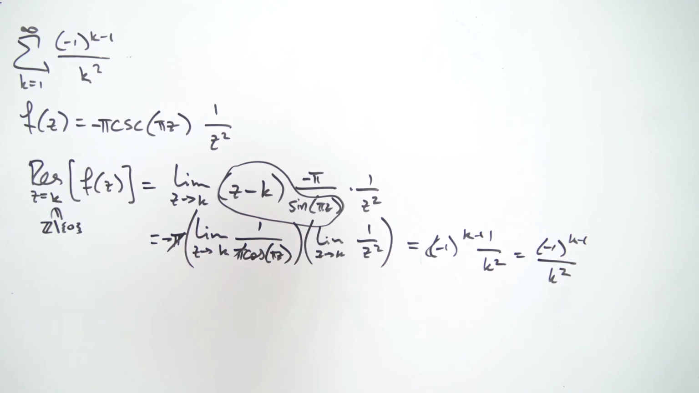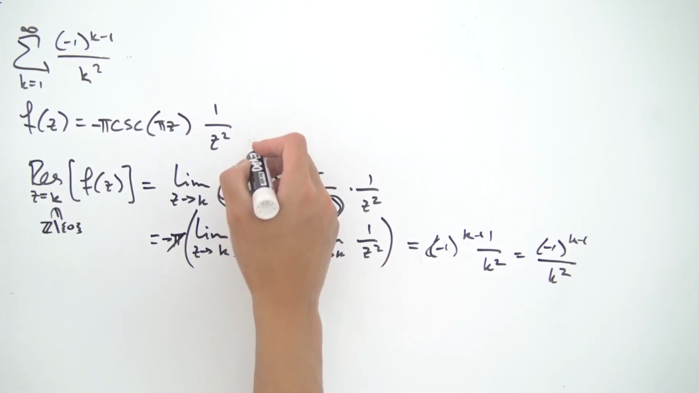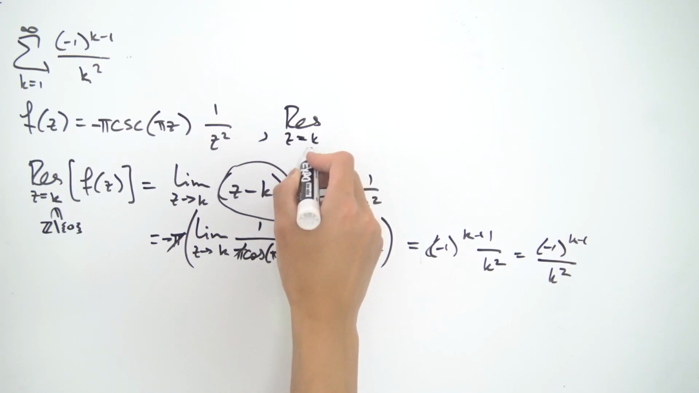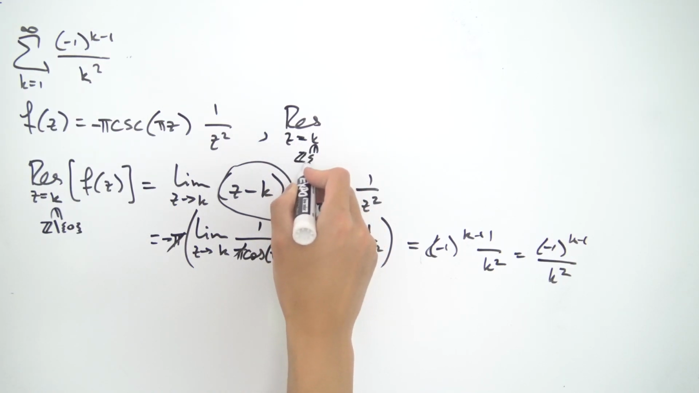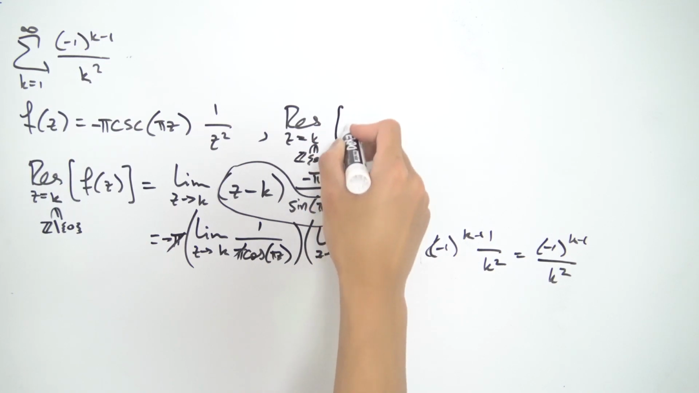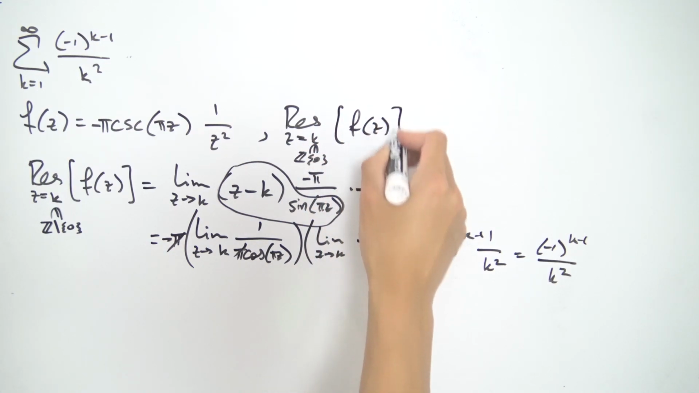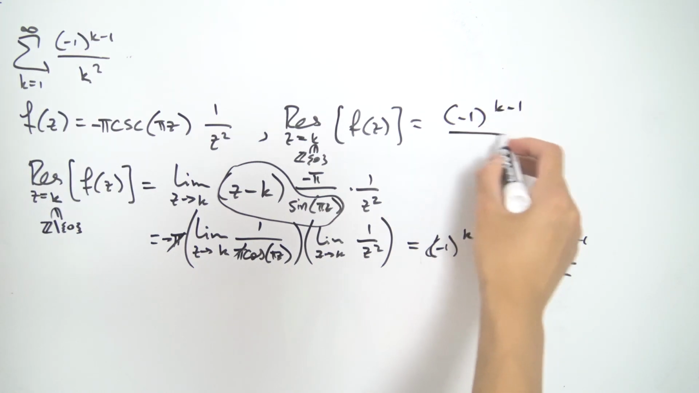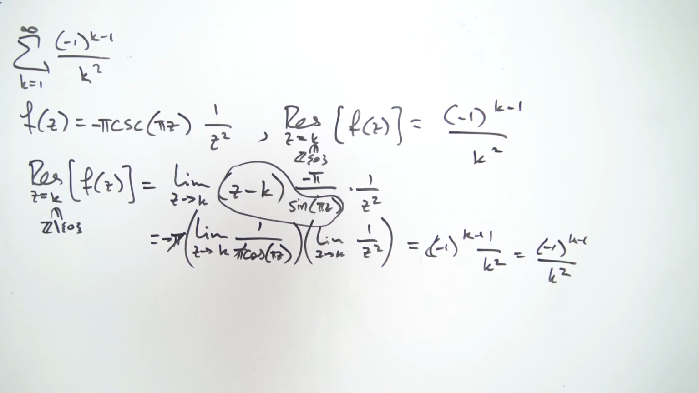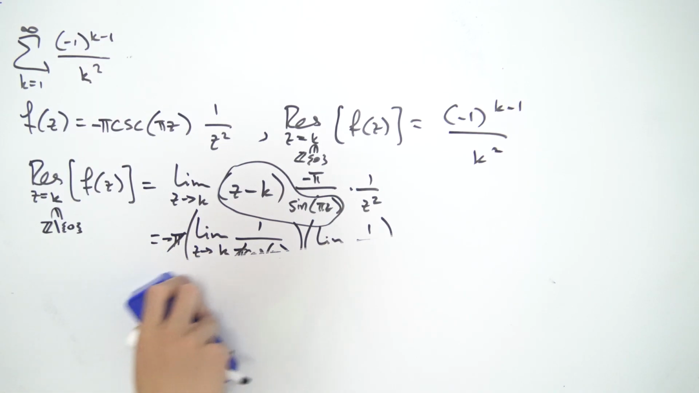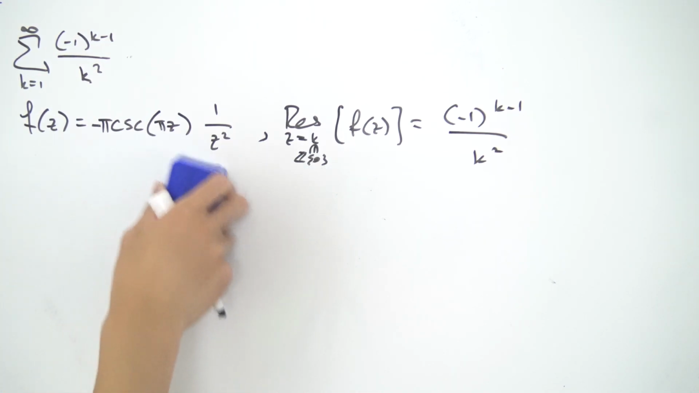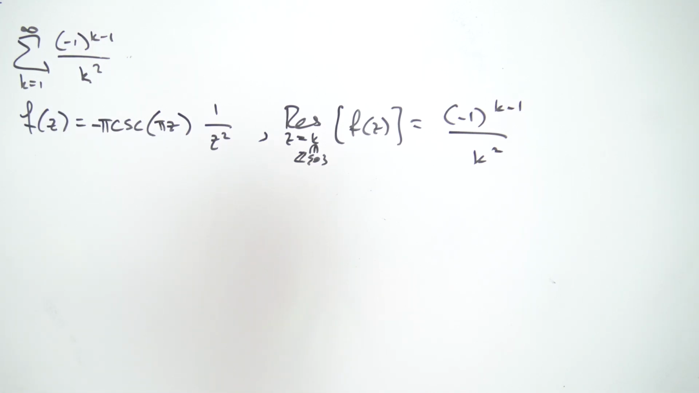So we know what the residues at the integers are of this function. Let's just write it over here. So the residue at z equals k, where k is an integer without 0, of our function f of z, that's going to give us minus 1 to the k minus 1 over k squared. And now let's try to figure out the residue at z equals 0, because we kind of want to know what the residues are at all the integers.